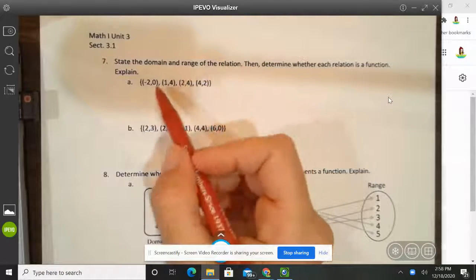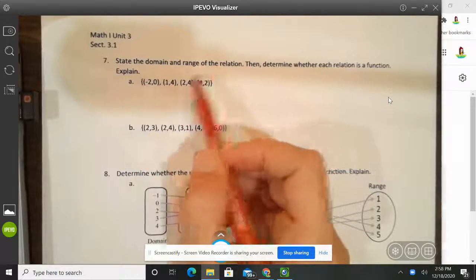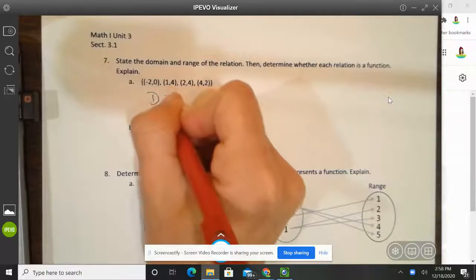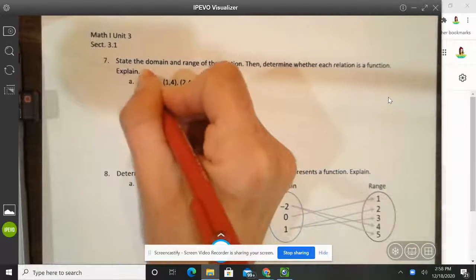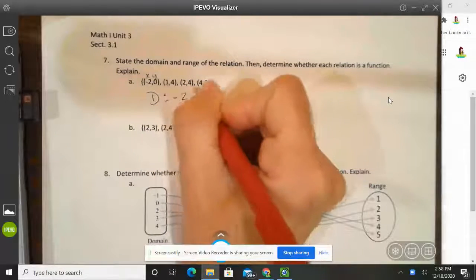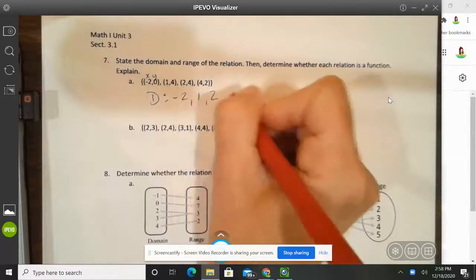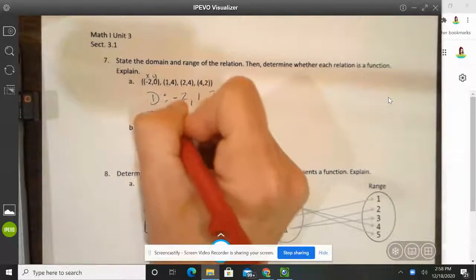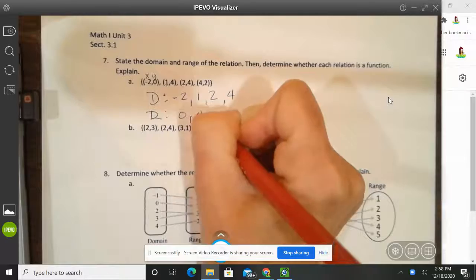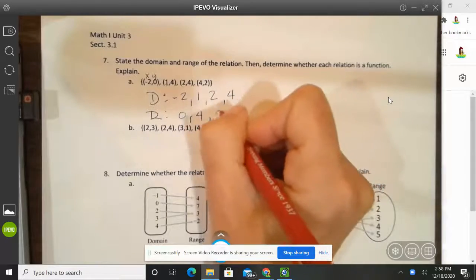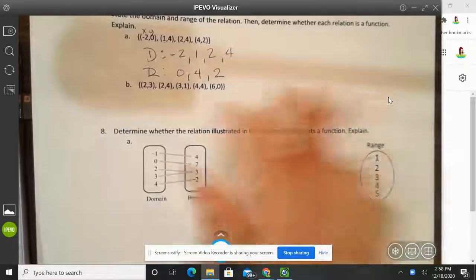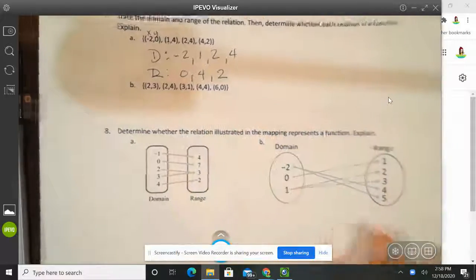Like identifying. So state the domain and range of the relation. The domain is all my x's: -2, 1, 2, and 4. And my range is all my y's. So that's 0, 4. The 4 repeats, I'm not going to write it twice. And 2. Same thing here. If it repeats, I'm not going to write it twice.